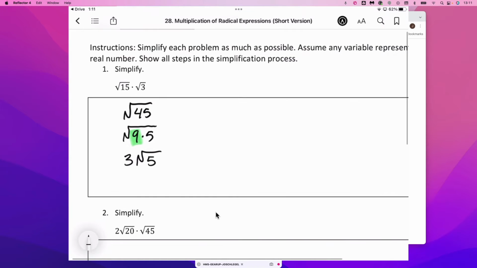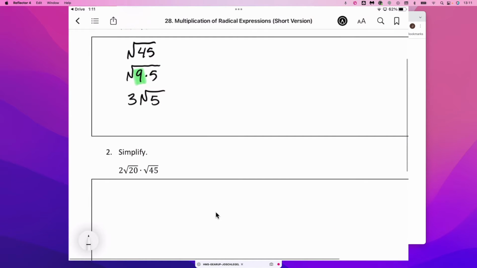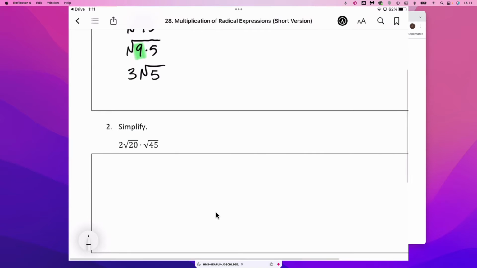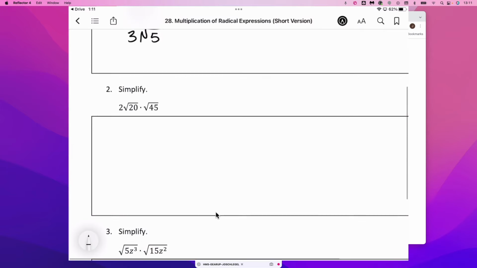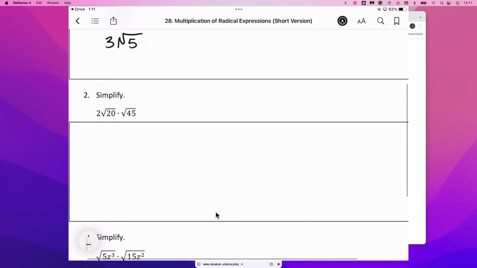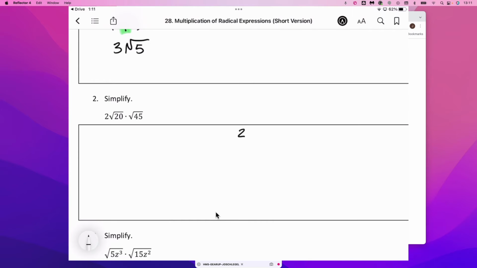All right, moving along. For me personally, these are a little bit easier because we can just multiply and do the job. What I'm going to choose to do first, because this would get enormous if I multiplied 20 by 45. I could do that, but I don't want to end up with really huge numbers. So what I'm going to do instead is simplify each of these radicals and then multiply them so that I don't have a huge, gigantic number to deal with. So 2 times the square root of 20.